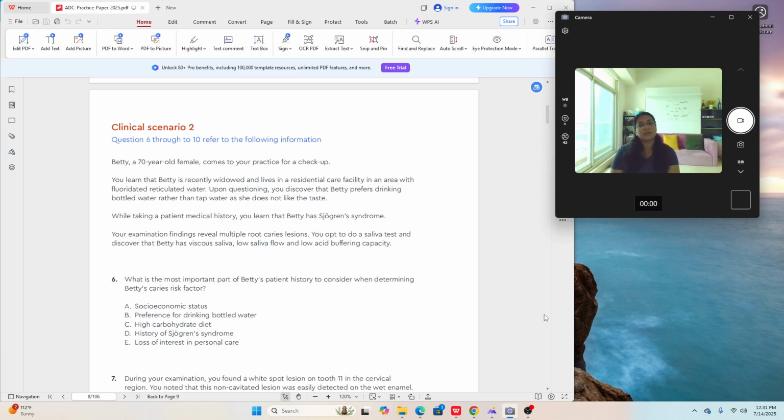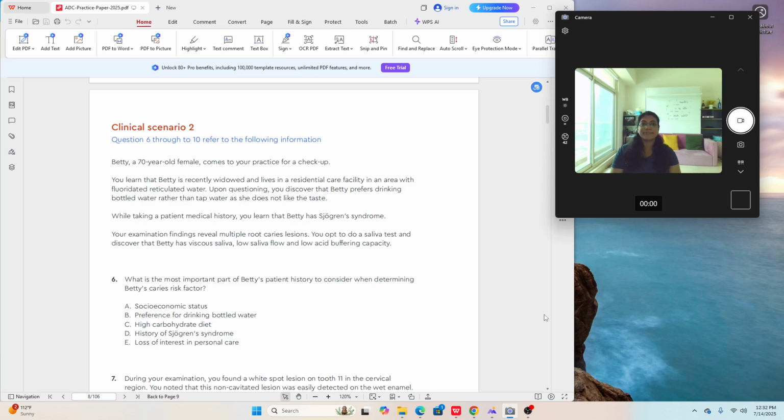What is the risk factor? The factor which is going to produce the most risk. What is the most risky situation here? Is it her socioeconomic status? No. Why is this option there? Because they said that Betty is recently without. You don't know who's supplying her finances. Is she working? Was she supported? No idea. But is that the most important risk factor? Preference of drinking bottled water. It is a risk factor, but most important? No. High carbohydrate diet. Nothing is mentioned in the scenario about diet, so don't jump onto it.